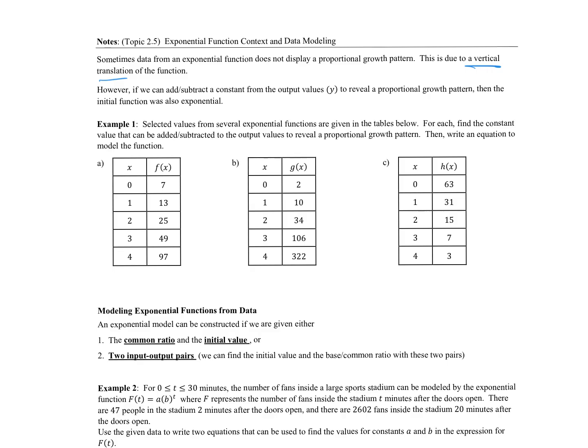So how do I go from 7 to 13? 6. Then what? 12. Then what? 24. And then 48. So what's happening to our changes? They're being multiplied by 2. And so when we have these multiplying by 2, it's growing at a proportional rate.